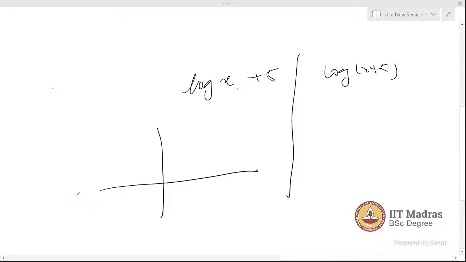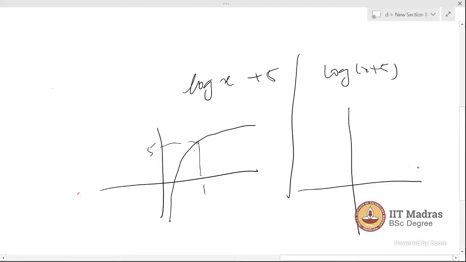Okay, so if I draw the graph for this one, it is going to look like this, right? Not exactly, but if this was 1, this is 5. This graph is going to be like this only, but here this is going to be minus 5. It will be stretched to the negative. Correct. So this will be somewhere at minus 5.